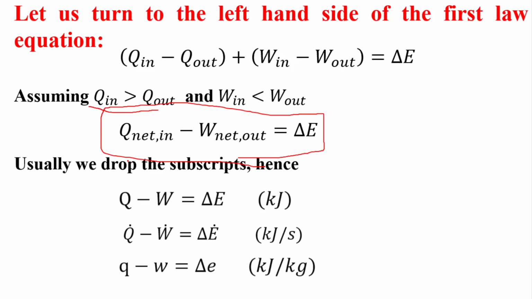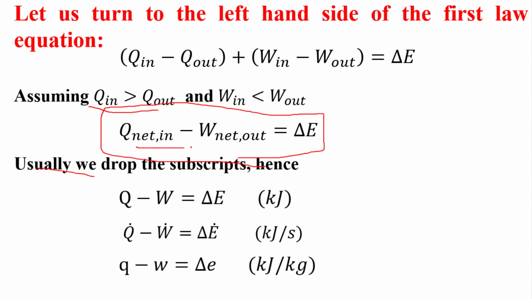Okay, so usually we drop the subscript here, so we end up with this equation. And notice the letters here. If it is uppercase without a dot, this is joule. If it is with a dot, this is joule per second, or watt. If it is lowercase, then this is specific, per kilogram. Here is the specific energy.